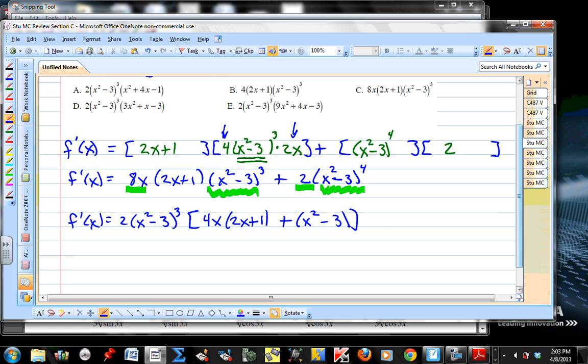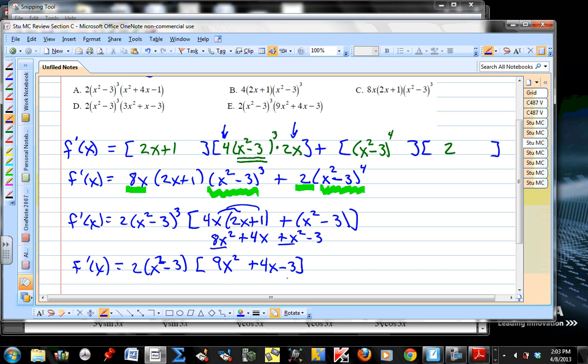All right, let's simplify inside here. If we distribute, 4x times 2x makes 8x squared. 4x times 1 is 4x. That's x squared minus 3. So I think we're getting closer. F prime of x is equal to 2 times the quantity x squared minus 3 times, let's see, 8x squared and x squared will make 9x squared plus 4x minus 3.